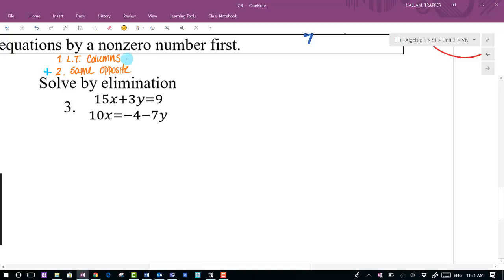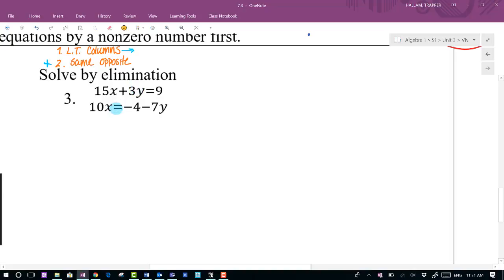So let's check that. So let's see if we've got like term columns. So like term columns then, I'm going to notice I've got x's over x's, great start, but you'll see that technically I have a y over an equal sign, so that's not going to work for me.